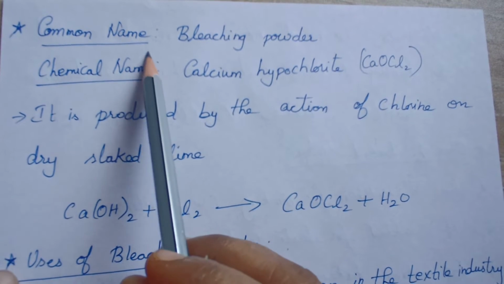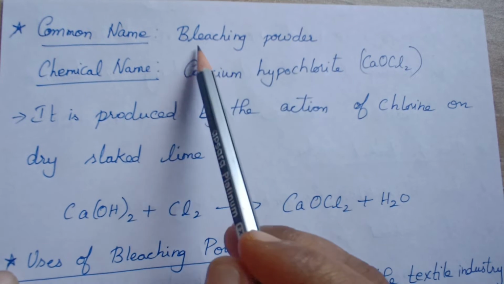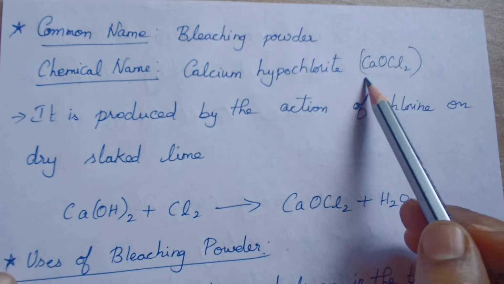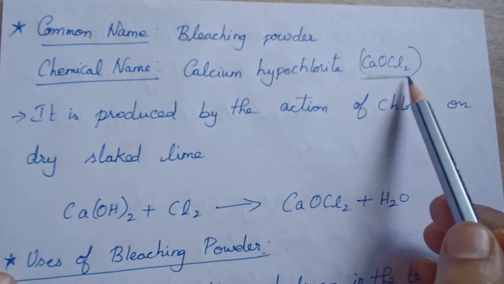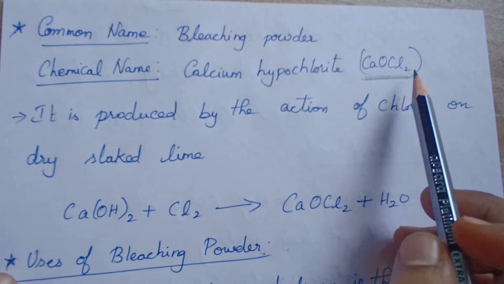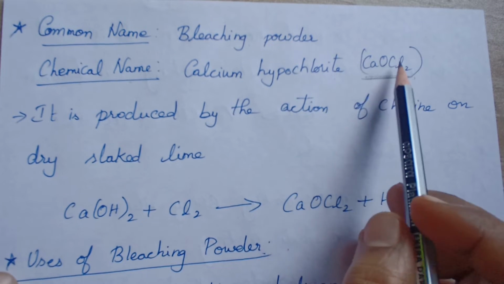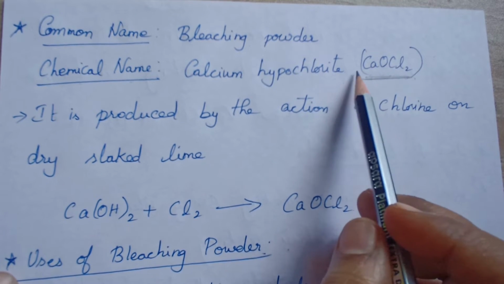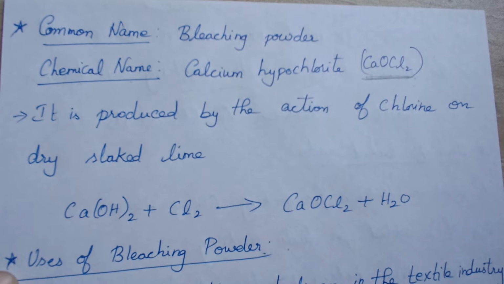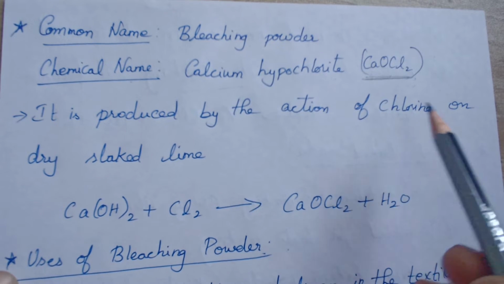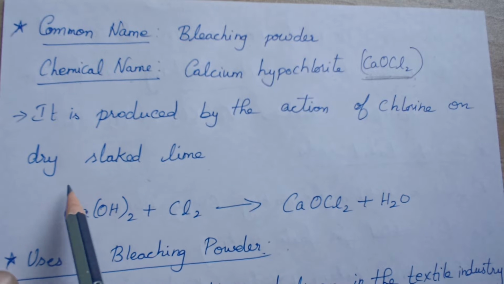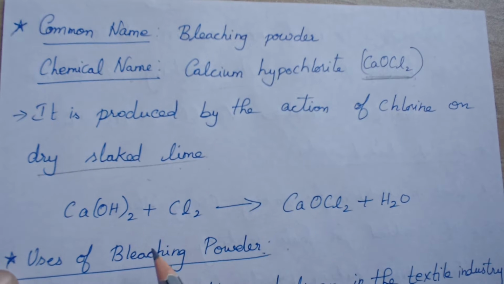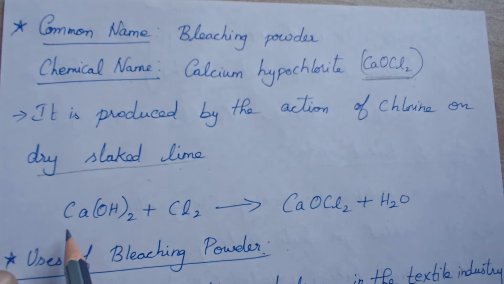The common name used for this chemical is bleaching powder, and the chemical name is calcium hypochlorite. This is the chemical formula: CaOCl2, calcium hypochlorite. Some people will say calcium oxychloride also, but as per the IUPAC naming system, it has to be called calcium hypochlorite. It is produced by the action of chlorine on dry slaked lime. When chlorine gas passes over the dry slaked lime, you will get calcium hypochlorite.